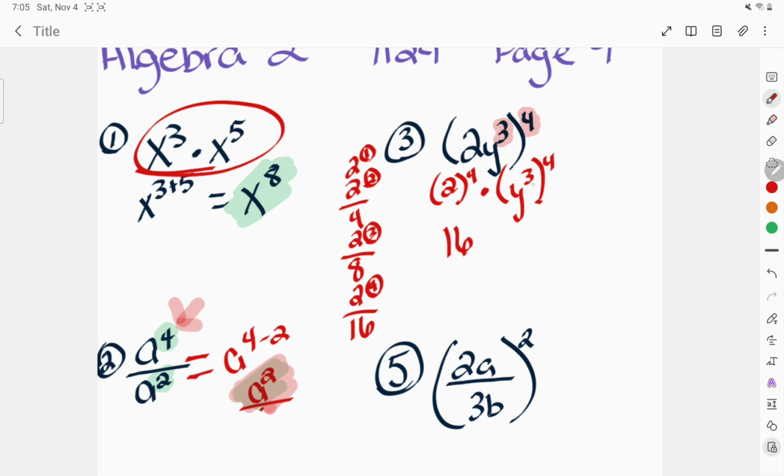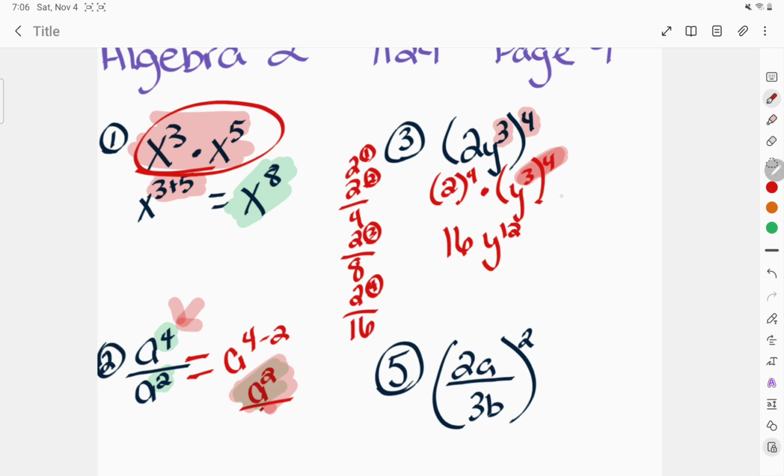And then y to the 3rd power raised to the 4th. Over here, when I'm multiplying my variables and exponents, I add the exponents. But here, my exponent is raised to another exponent. So in this one, I'm going to multiply. If your exponent is raised to another, you're going to multiply it. So y is going to be to the 12th power.